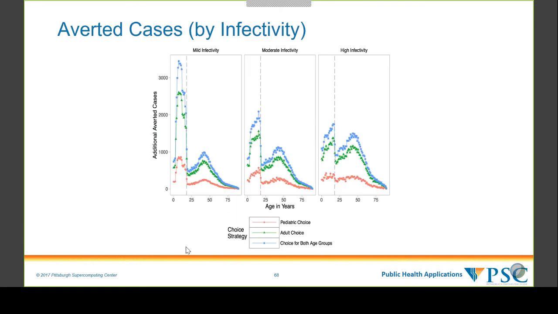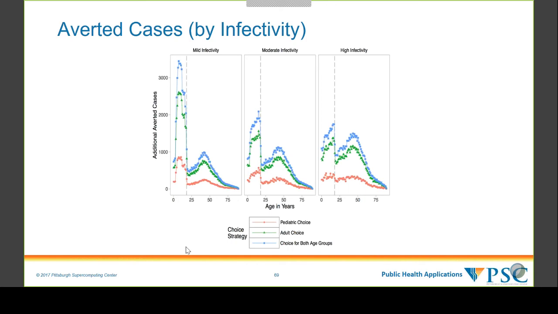But something that you can see perhaps more clearly on this slide and the next is that even in the adult choice setting, now we're seeing averted cases, so these are all relative to that baseline. You see a greater number of averted cases in green for the adult choice than you do for the pediatric choice, even in the children, with age in years here. This dashed gray line shows the dividing line between children and adults. So this is the indirect effect.